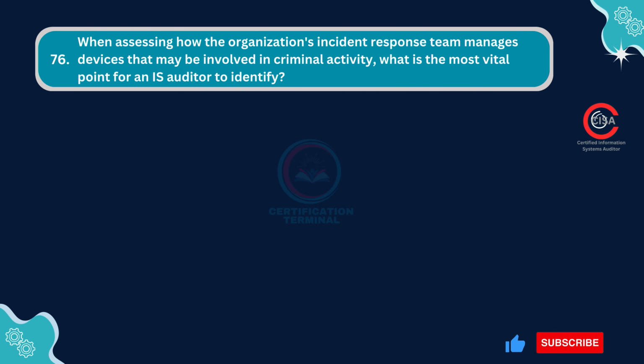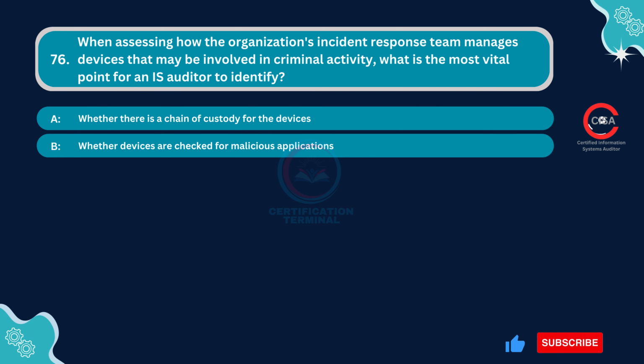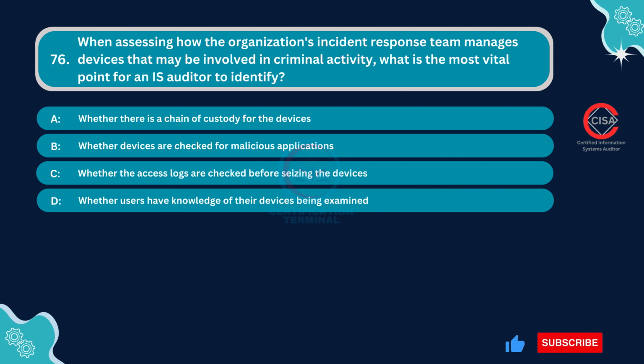Question number 76. When assessing how the organization's incident response team manages devices that may be involved in criminal activity, what is the most vital point for an IS auditor to identify? Option A, whether there is a chain of custody for the devices. Option B, whether devices are checked for malicious applications. Option C, whether the access logs are checked before seizing the devices. Option D, whether users have knowledge of their devices being examined. The correct answer is Option A, whether there is a chain of custody for the devices.